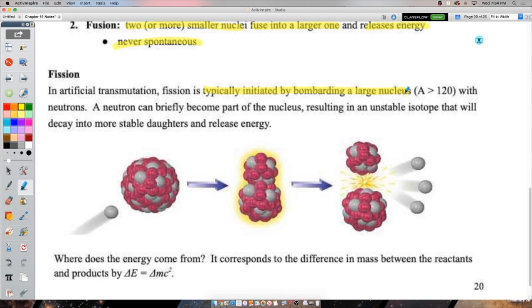Why neutrons? Well, a neutron can briefly become part of the nucleus. And as we know, messing with the nucleus, messing with that ratio, you can make something unstable pretty easily. So you make an unstable isotope that will then decay into more stable daughters and release energy. Another reason why a neutron, well, you don't have to worry about your neutron getting repelled by the nucleus. It's neutral. It's not repelled by anything, at least in terms of charge, right? So you're good. You can shoot a neutron there, and it might actually make it to its target, cause it to become unstable, and split into these two daughter nuclei.